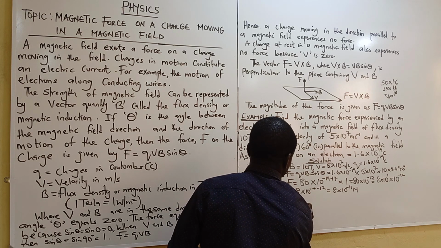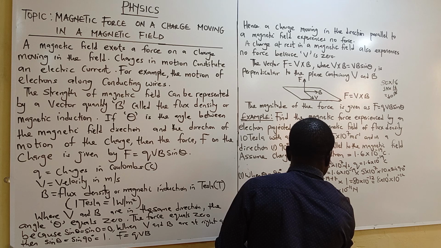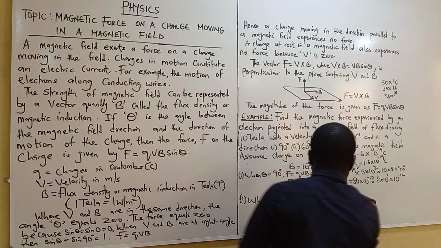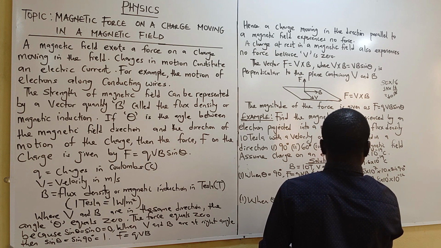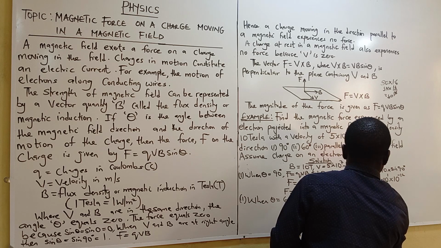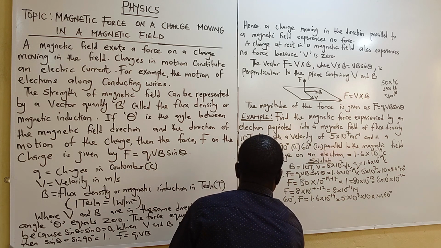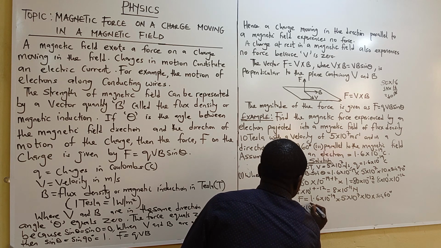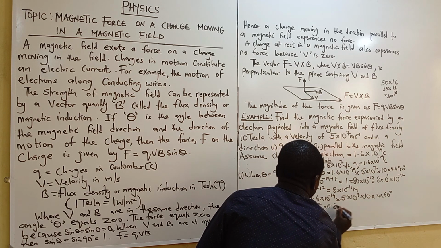Now when theta equals 60 degrees, still follow the same format. F equals 1.6 times 10 raised to power minus 19, times 5 times 10 raised to power 7, times 10, times sine 60 degrees. Now F equals 1.6 times 10 raised to power minus 19 times 5 times 10 raised to power 7 times 10, that's 50 times 10 raised to power 7, times 0.8660.